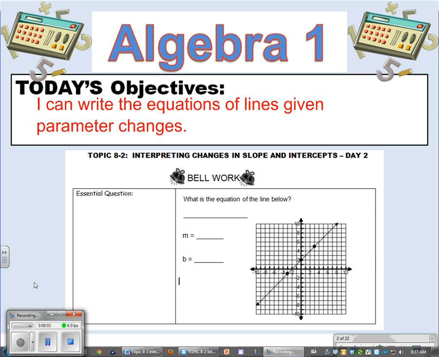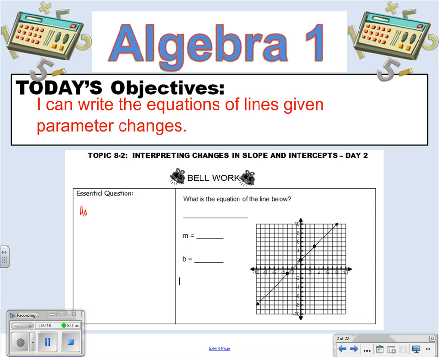This is topic 8-2, interpreting changes in slope and intercepts. Our objective for today is I can write equations of lines given parameter changes. So our central question is, how can I write equations of lines given parameter changes? The parameter changes that we're dealing with are the changes to the slope and the y-intercept.